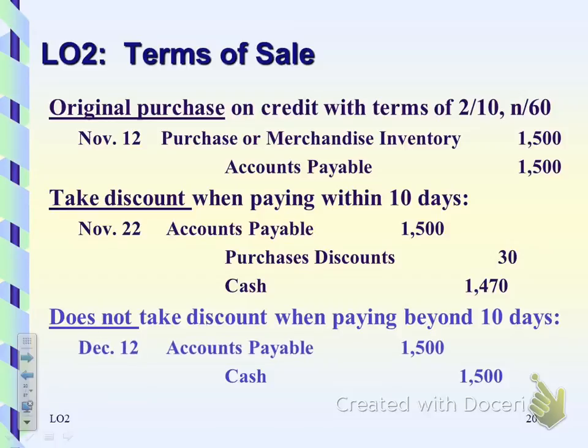If you didn't take the discount, it would look regular, like all the transactions we've done all year. We would debit our accounts payable for $1,500 to get it off the books, and we would credit our cash.